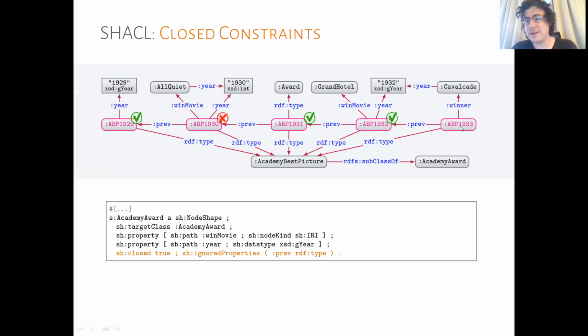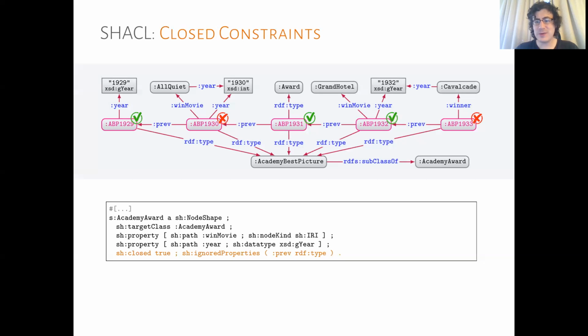So we might suspect that there might be something wrong with the last example. We have previous, we have RDF type, and we have winner. But winner is not defined here as a property that's allowed. It's not in the ignored properties. It's not mentioned by the shape. So this winner seems to be indicative of a problem, of a constraint violation. So that fails.